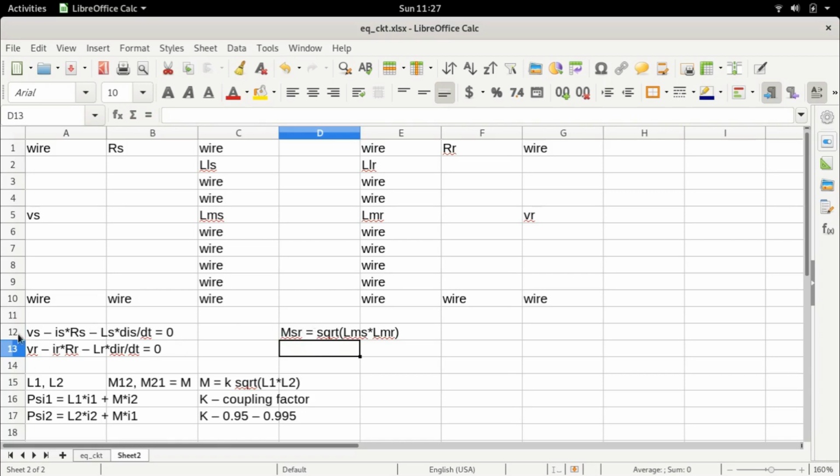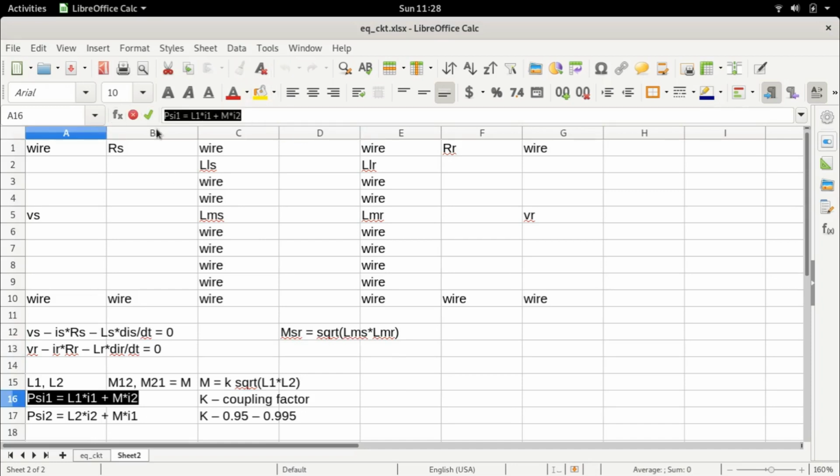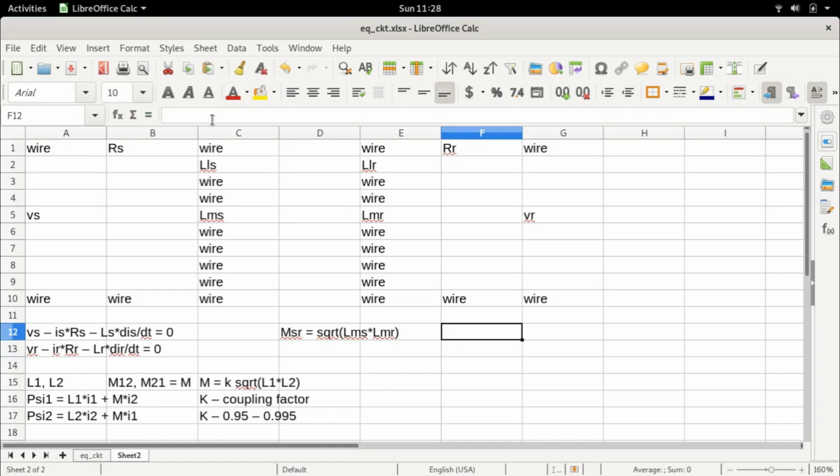So now that we have this, we can write exactly the similar equation for this stator as well. So for example, I can just copy this and place it here, and I can say psi S, which means stator, is equal to the total stator inductance, that is LLS plus LMS, multiplied by IS, and this is important because this is the stator flux, this is the complete stator flux, plus MSR multiplied by IR.